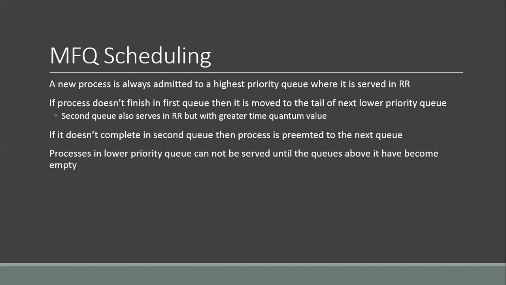cannot be served until the queues above it have become all empty. This means, for example, a process in the third queue will not be given the control of the CPU until the queues above it, that is the first queue as well as the second queue, have all become empty.